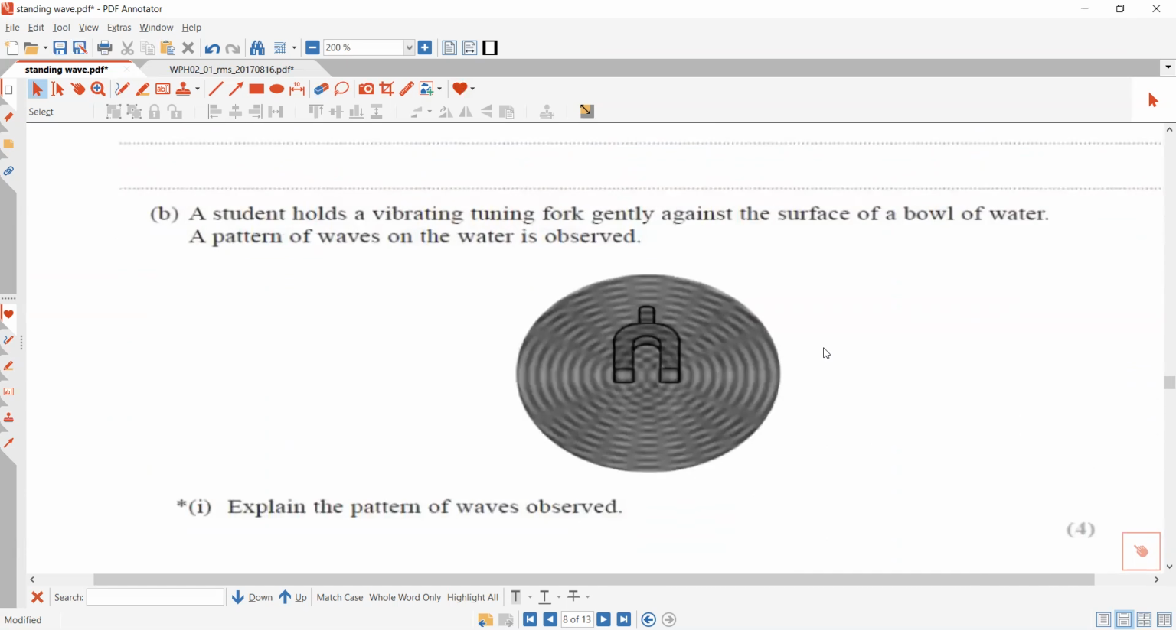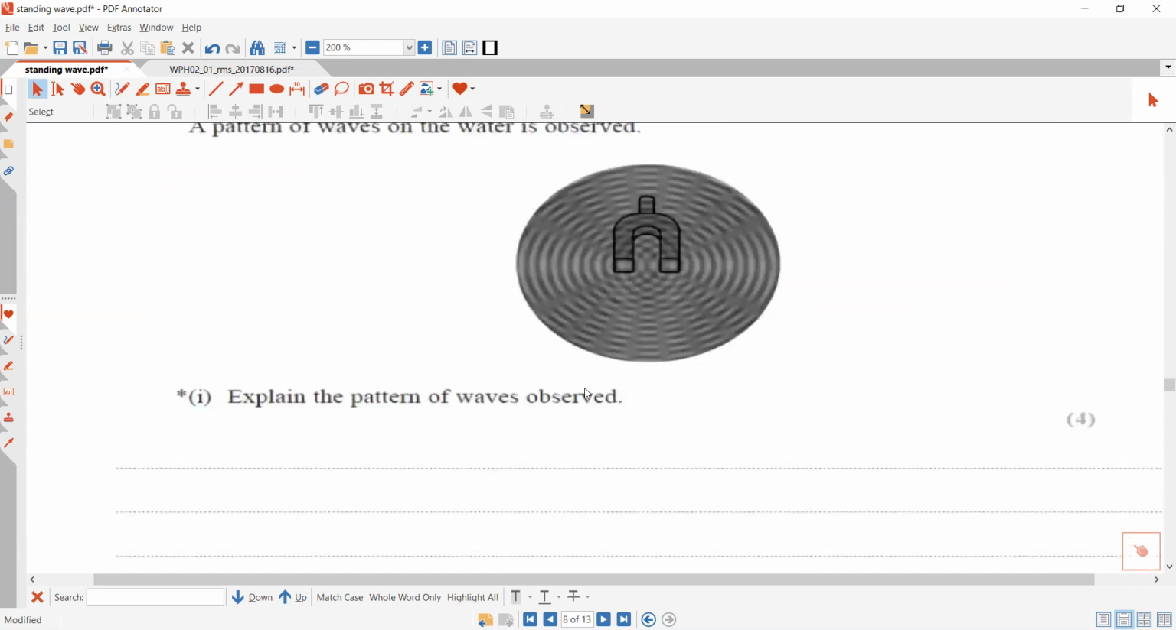I feel tired. Now, a student holds a vibrating tuning fork gently against the surface of a bowl of water. A pattern was observed. Explain the pattern observed. Okay, this I can explain with the help of constructive and destructive interference. I'm going to do this later on. It's a 6-mark question. This is all about phase, antiphase, then constructive, destructive, maximum, minimum, zero amplitude, maximum amplitude.